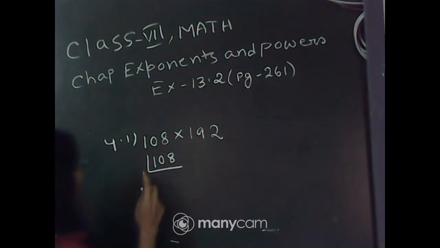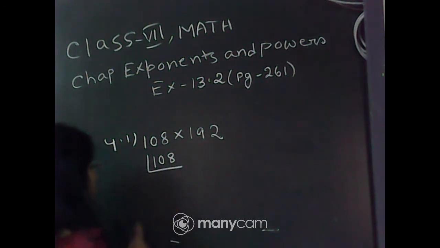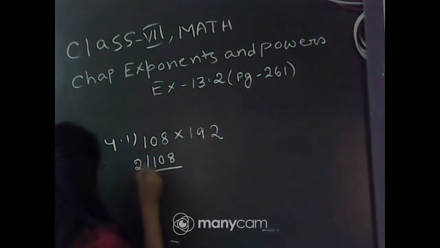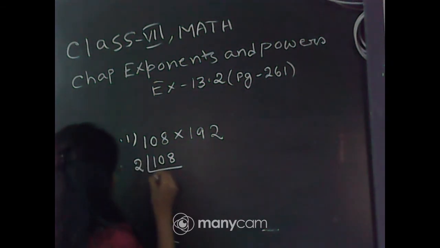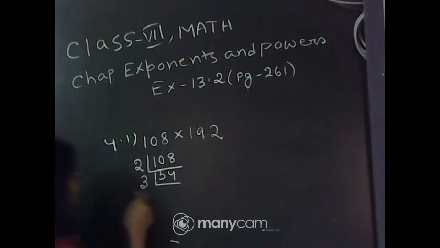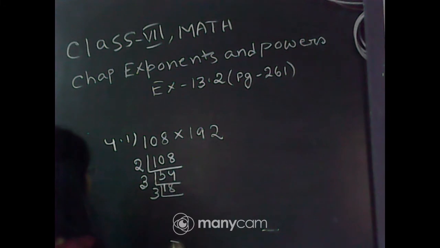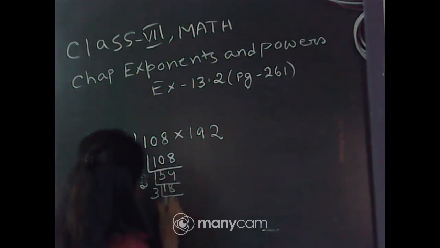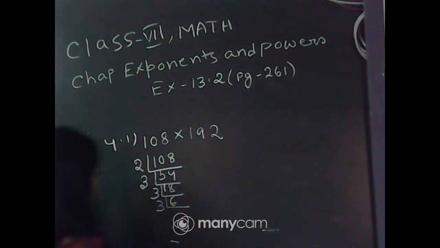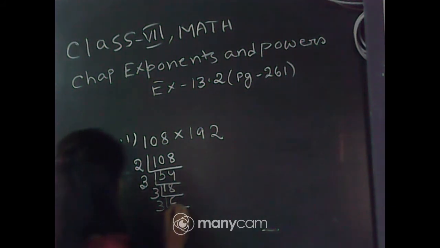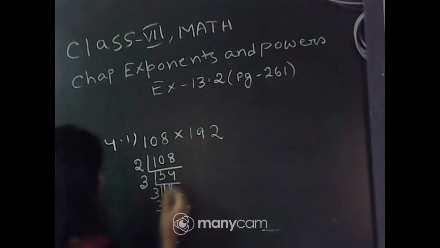Now, the number 108 is divisible by the prime number 2, so we divide it by 2 and we get 54. It is divisible by the prime number 3, so we divide it by the prime number 3 and we get 18. Again we divide 18 by the prime number 3 and we get 6. We divide 6 by the prime number 3 and we get prime number 2.